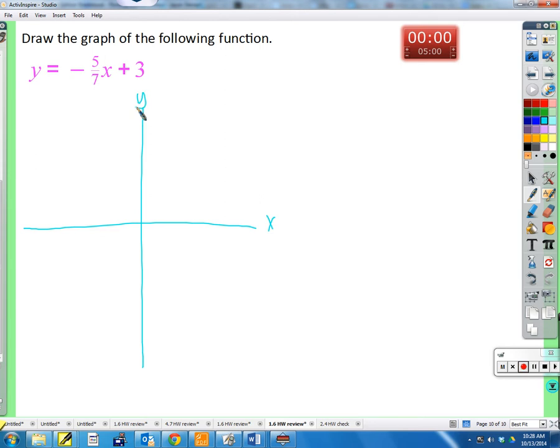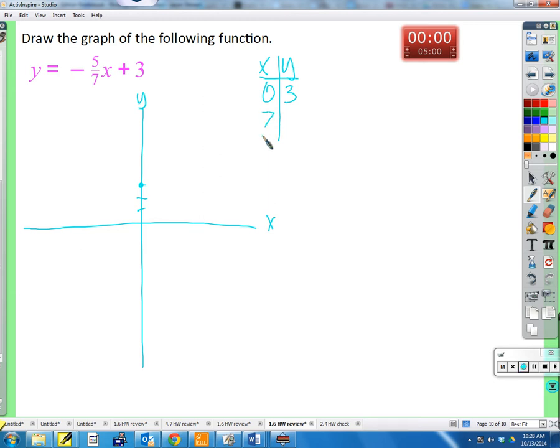Plug in what for x? Zero. All right, I like that because? Because it's easy. X, Y, 0 for x. What do you get for y? 3. Obviously. Okay. What do we call that point? Y-intercept. Oh, this is going to be the best class ever. Okay, now, what will we plug in for x next? 7. Yeah, there we go.